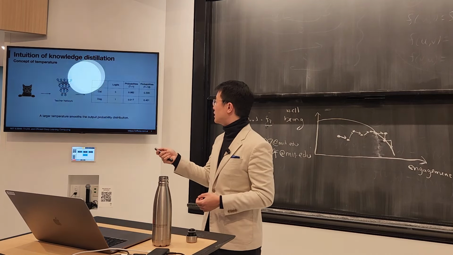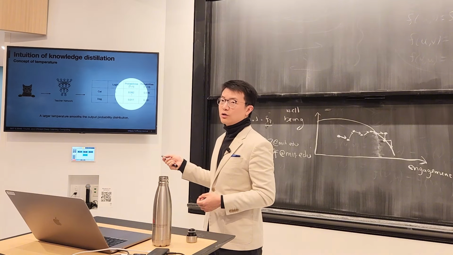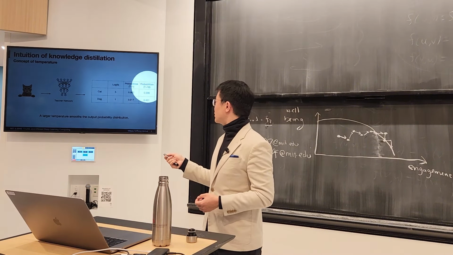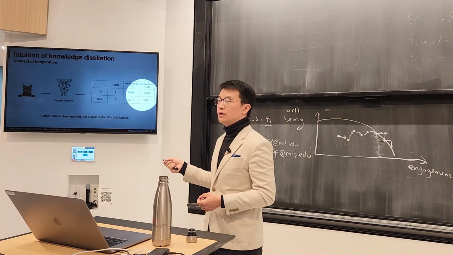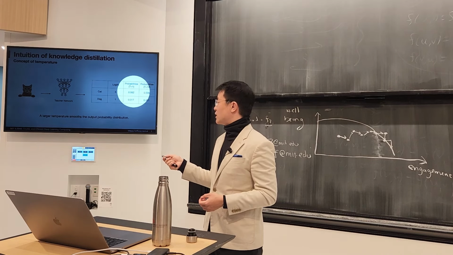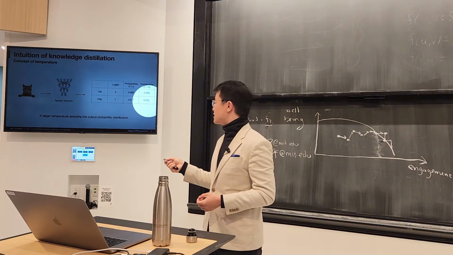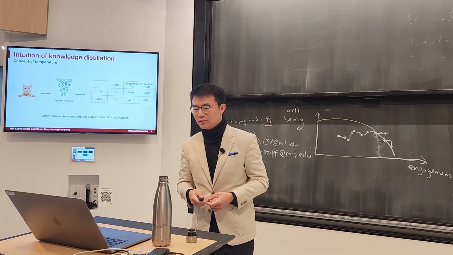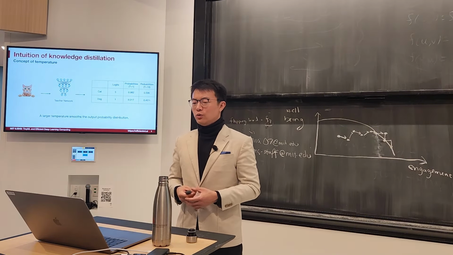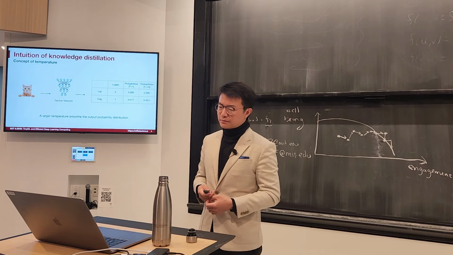Temperature. So in the softmax, if the temperature is 1, that's our original case. If the temperature is larger, then the output distribution, the probability, gets smoother. Rather than 98% and 1.7%, this is 60%, this is 40.1%. So a larger temperature will smooth the output probability distribution.